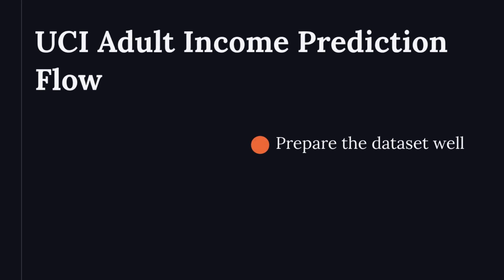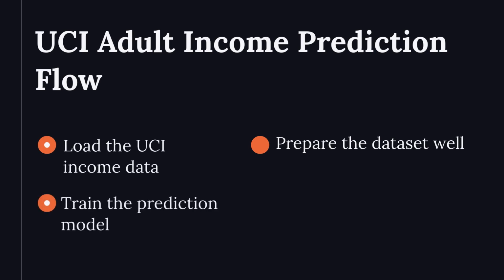For implementation, the dataset named is the UCI Adult Income Dataset, used to predict whether income is above $50,000. The preparation steps are to load the dataset, pre-process it, and then train a classification model. This creates the foundation for applying explanation techniques afterward.